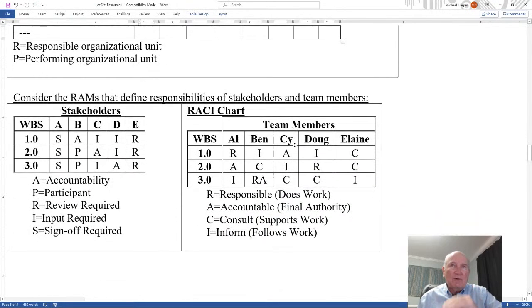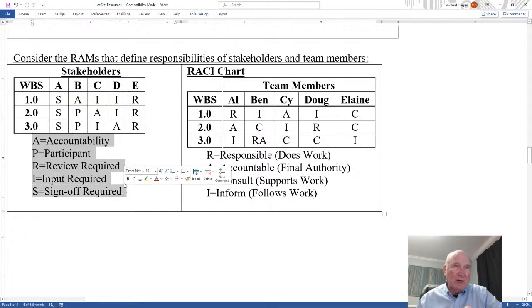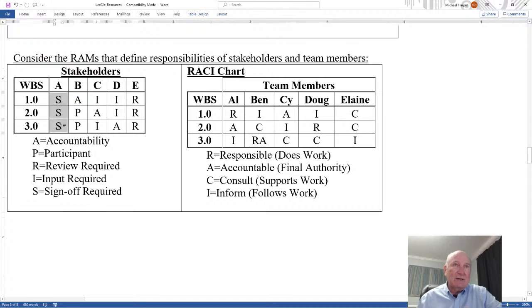But going more granular, you can have a RAM for the stakeholders on who's accountable, who's just a participant, where review is required, input is required, and sign-off is required. And notice it's not necessarily the case that A has to sign off on everything. This is their project.